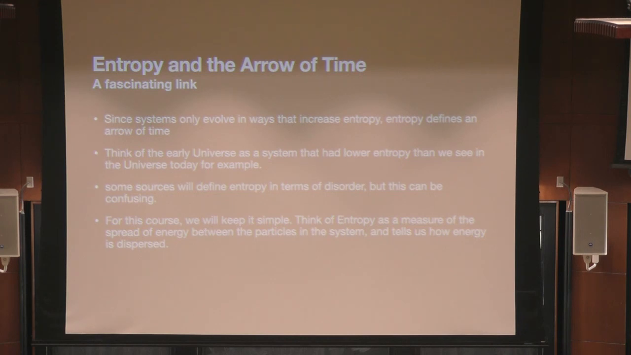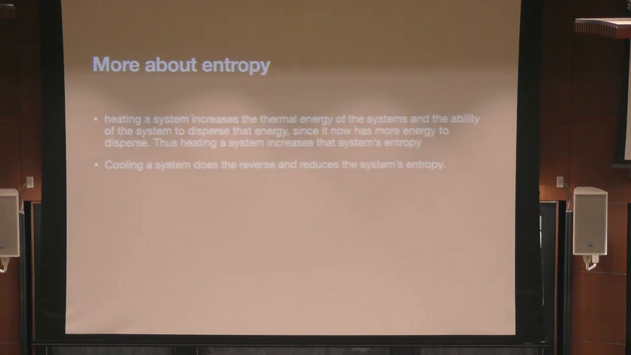Okay, so since systems only evolve in ways that increase entropy, entropy defines this arrow of time. And we could think of the early universe as a system that had lower entropy than we see in the universe today, for example. And think of entropy as a measure of the spread of energy and how it's dispersed. So heating a system increases the thermal energy of the system and the ability of the system to disperse that energy, since it now has more energy to disperse. Thus, giving a system energy through heat increases the system's entropy. And cooling a system does the reverse and reduces the system's entropy.